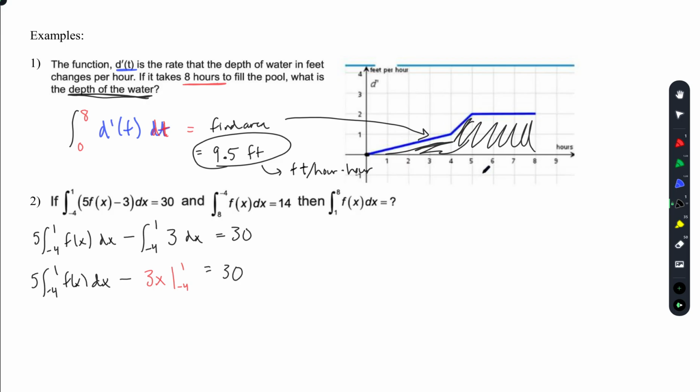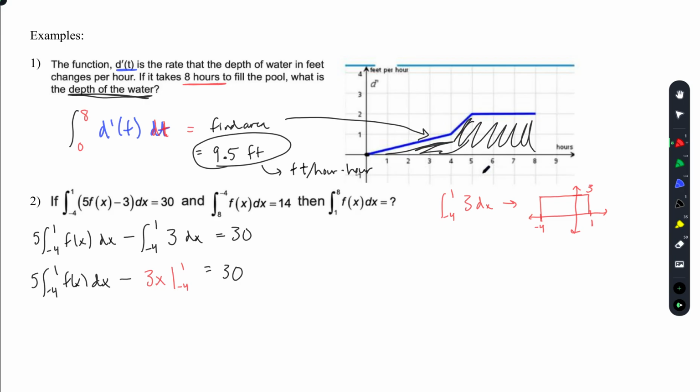But for the constant ones, I usually just do area. I think it's easier in the brain because this is just a horizontal line at 3. So here, I'll write it over here: negative 4 to 1, 3 dx. Again, I'm more of a visual learner, so this is my jam. What I think about is I'm going from negative 4 to 1 and the height is 3. Do you know what I'm saying? So I usually just do the area of a rectangle.